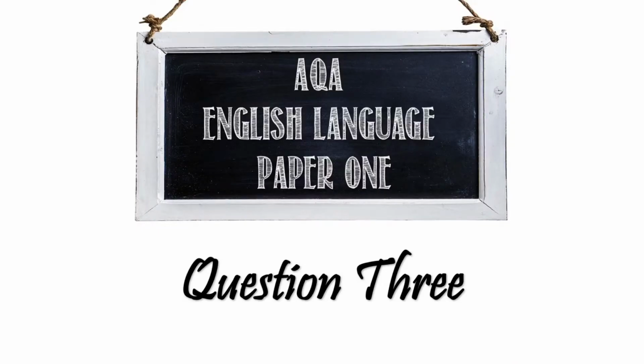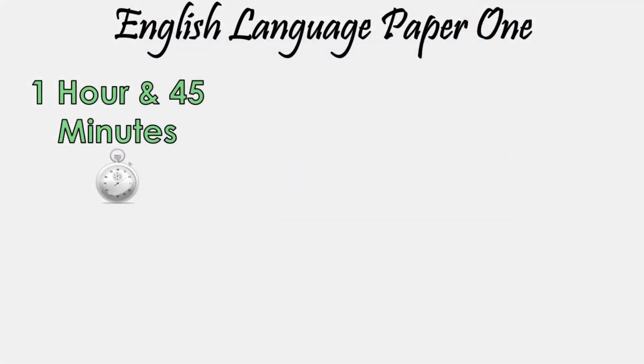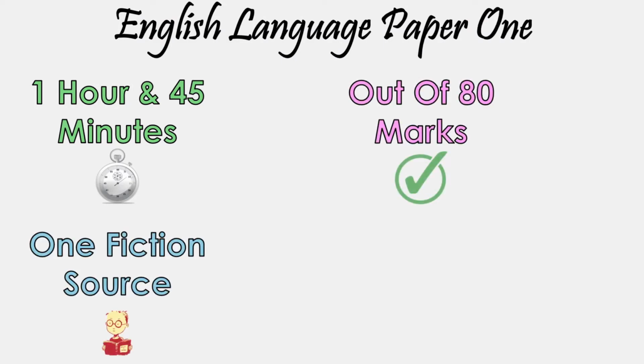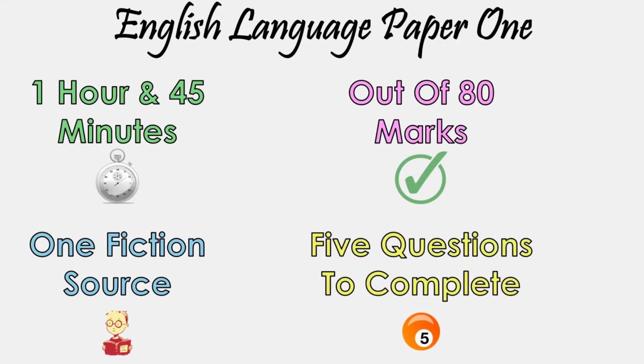Good morning everyone. The aim of this video is to give you a very brief overview of AQA English Language Paper 1 Question 3. Paper 1 is a 1 hour and 45-minute exam paper. It's out of 80 marks, and you're given one fiction source to read, with 5 questions to complete.